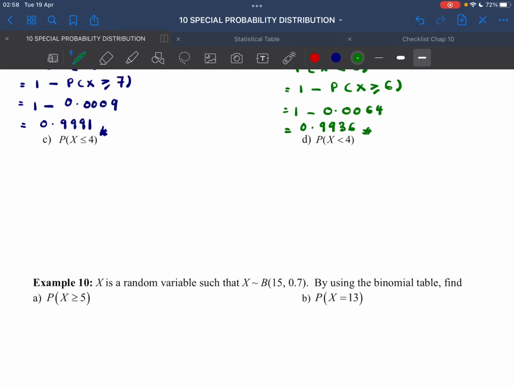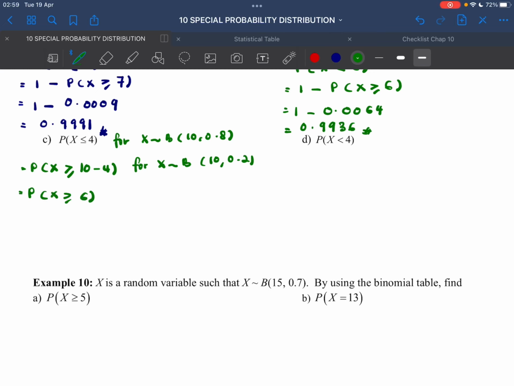Okay, so let's try one more question here. We have P(X ≤ 4), again with the original distribution binomial 10, 0.8. Now let's change that. The sign has to change, so less than or equal has to change to greater than or equal to, 10 minus 4. So the new distribution is X binomial 10, 0.2. Now we have P(X ≥ 6). It's already greater than or equal, so you can just go straight to the table, which we already found here. So here it's going to be 0.0064.